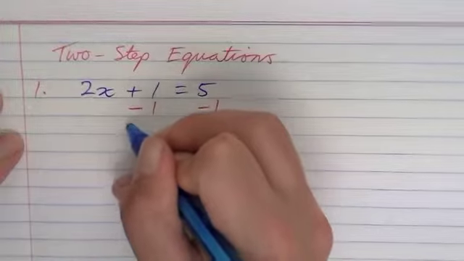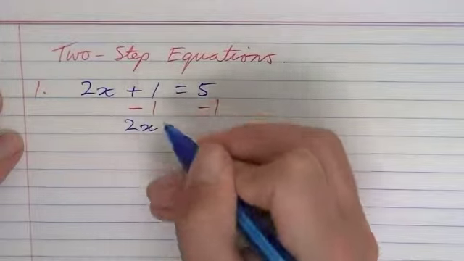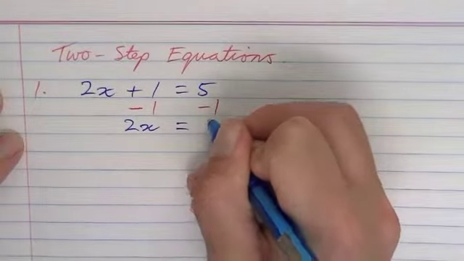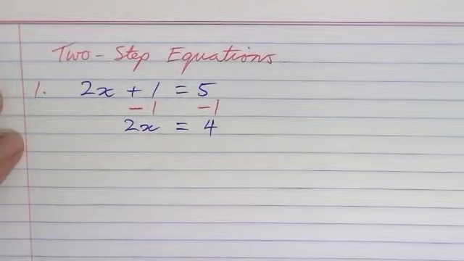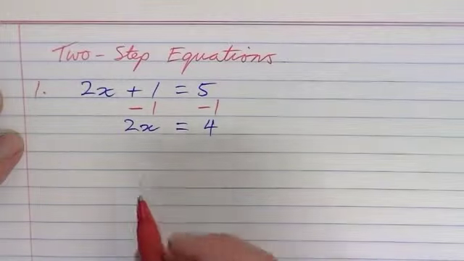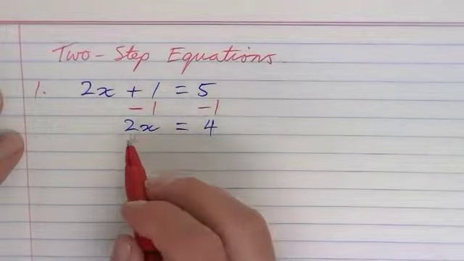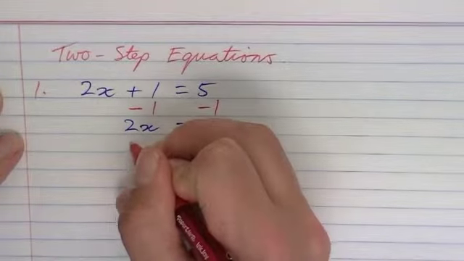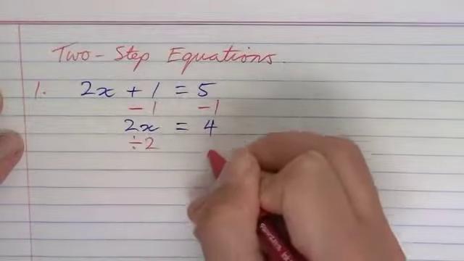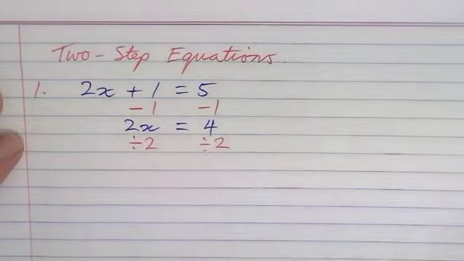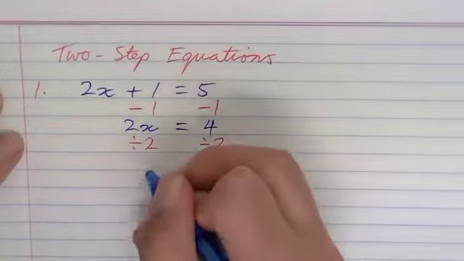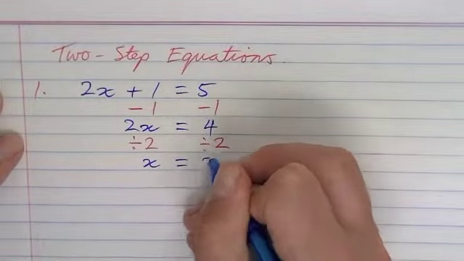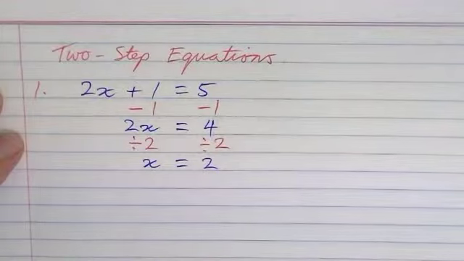This keeps our equation balanced. Let's do this now. We end up with just 2x because the plus 1 and the minus 1 cancel out. And 5 take away 1 is 4. So the second step of our equation now is to do the inverse of this 2 times x. So the inverse of timesing is divide, so divide by 2, and we end up with x because the 2's cancel out, and 2 here because 4 divided by 2 is 2.